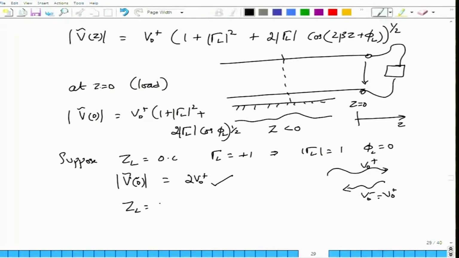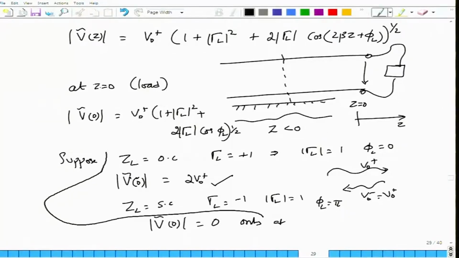Suppose I consider the load to be short circuit. For the short circuit, I know that gamma L will be equal to -1. You go back to the expression and find this out. The magnitude of gamma L will still be equal to 1, but this time the angle phi L is equal to pi. So, you go back to this expression and write this. So, you get 2 minus 2, which would be 0, and the magnitude of the voltage here will be equal to 0. This is true, but this is also true only at the load location, because that is precisely the point at which we are evaluating my voltage magnitude using this expression. Okay. As you move away, this expression predicts that the voltage magnitude will change.